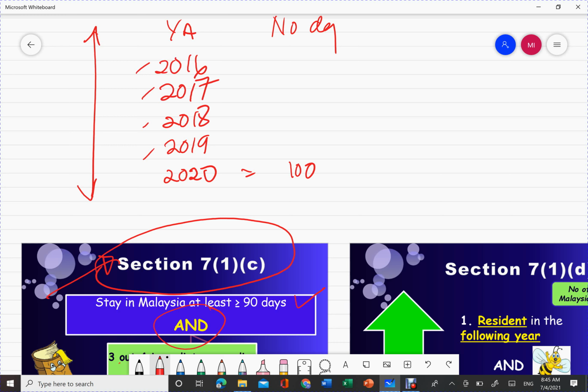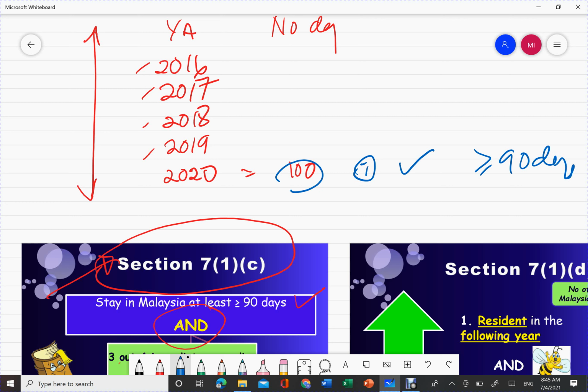If you want to know whether this person is entitled under Section 71C, there are 2 conditions that need to be fulfilled. The first one: the year in question must be a minimum of 90 days of stay in Malaysia. This person must stay at least 90 days, and indeed he does, because he stayed in Malaysia for 100 days.